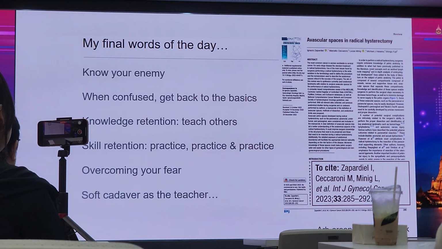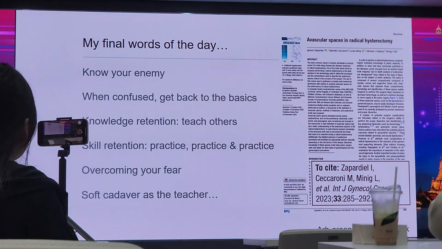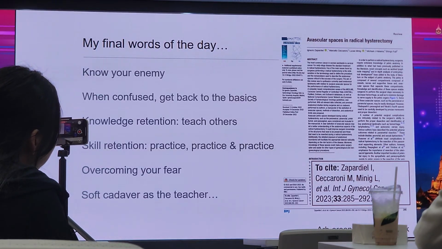And for reference, if anybody is interested in nice pictures, you can look at this journal here, International Journal of Gynecological Cancer. There are lots of beautiful pictures and text for you. So enjoy the day. Thank you.